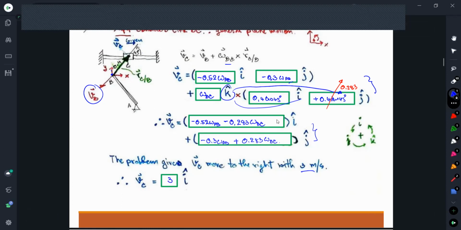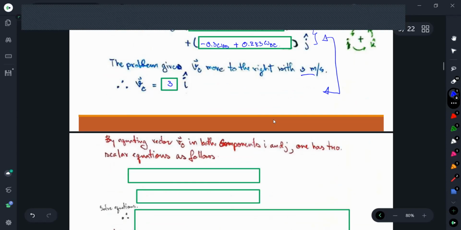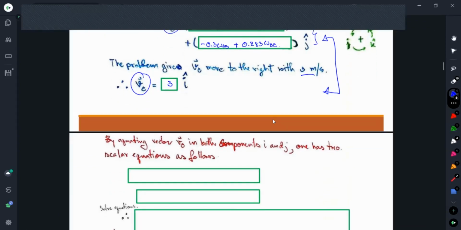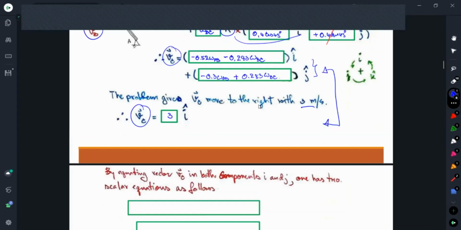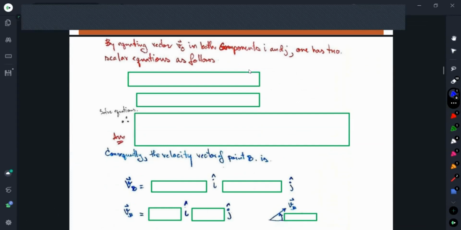So then VC is equal to 3i. After that, we compare these two vectors and solve the equations in order to find the two unknowns, omega AB and omega BC. So by equating the vectors, we know that VC is equal to 3i, and also that VC is equal to this vector. We decompose these two vectors. The components of i should be equivalent, and the components of j should be equivalent also.